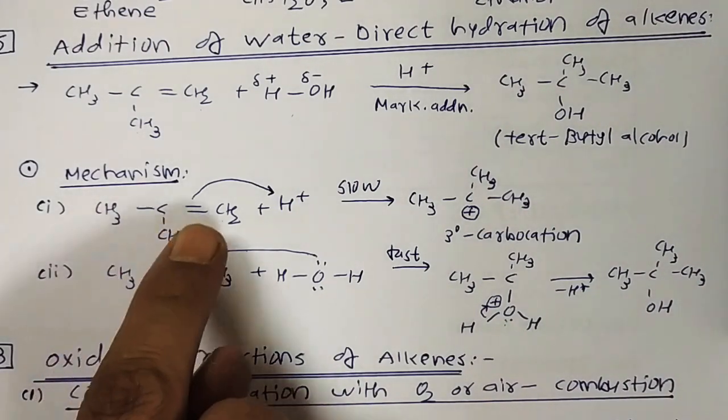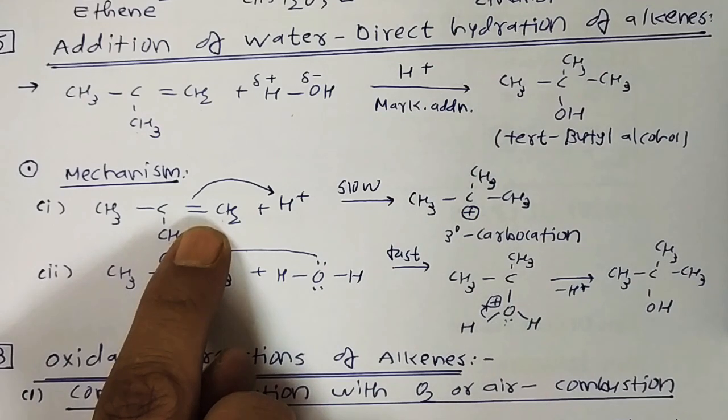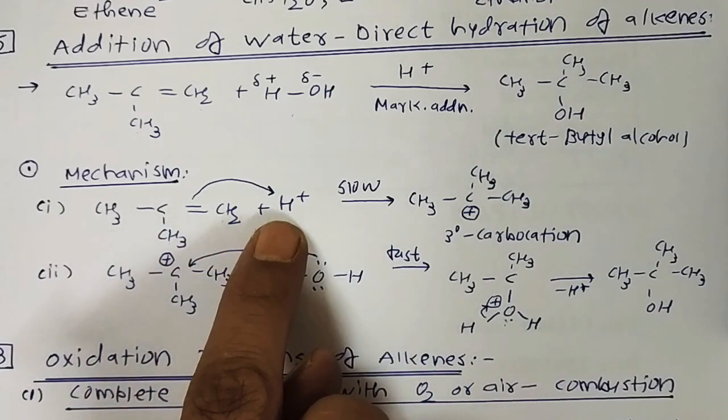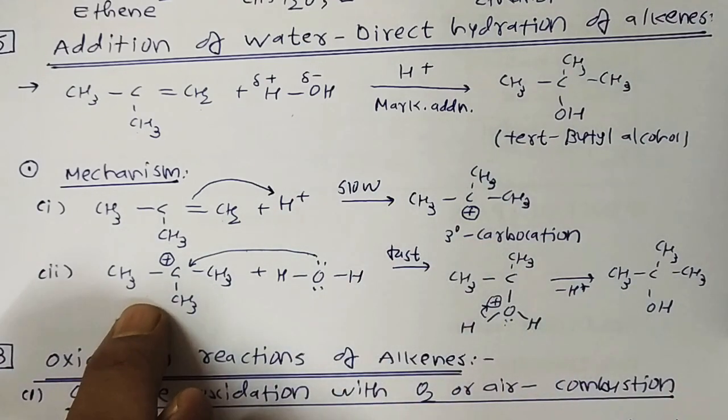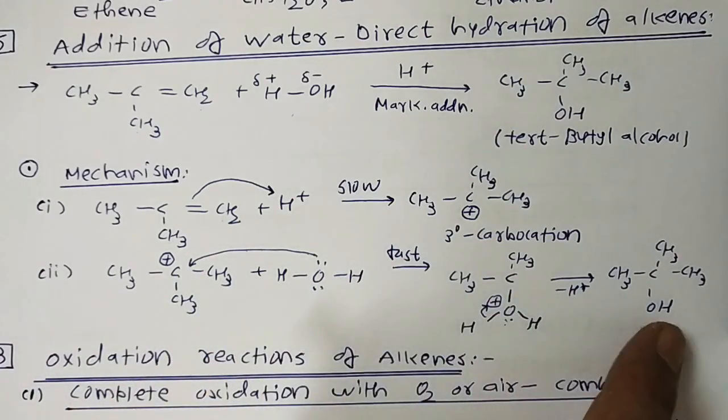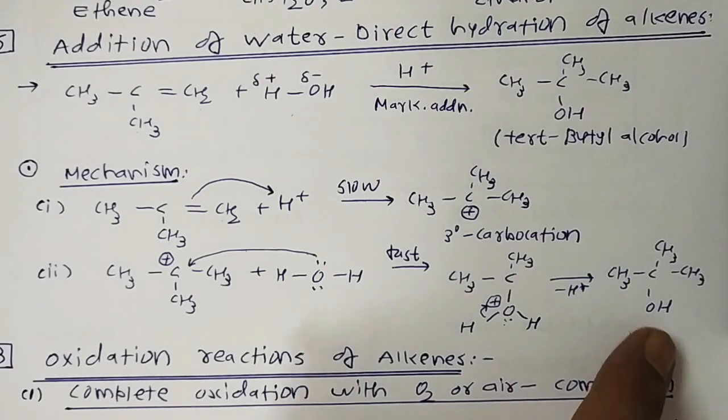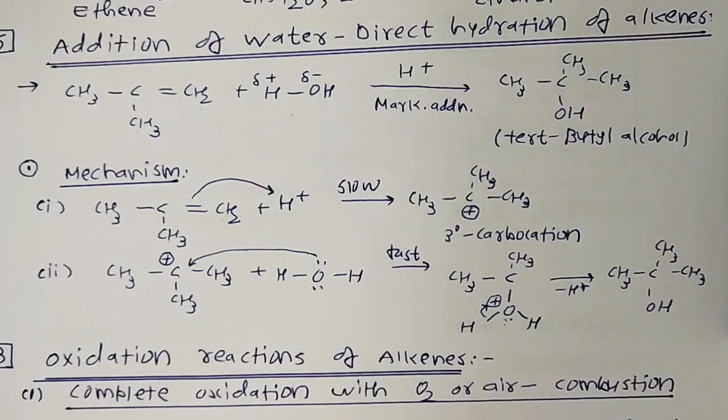First step, the pi electrons of the double bond attack the electrophile H plus to form a carbocation, and as we know, this carbocation readily reacts with water to form an alcohol. Okay, so this is all about electrophilic addition reactions. As we know, when we start the chemical properties of alkene, the first and dominant nature of alkene is to give electrophilic addition reactions.